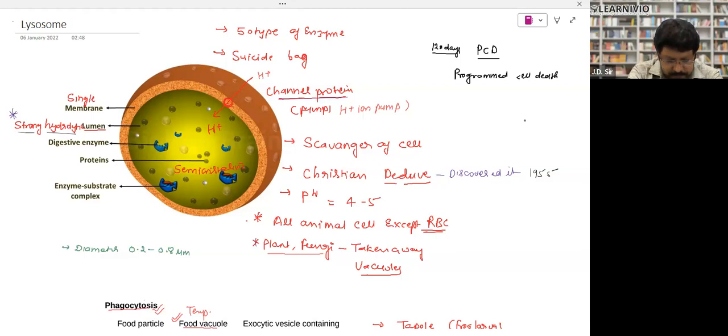Next one. In plants and fungi, their function is taken away by vacuoles.